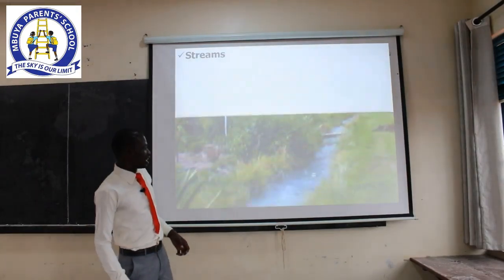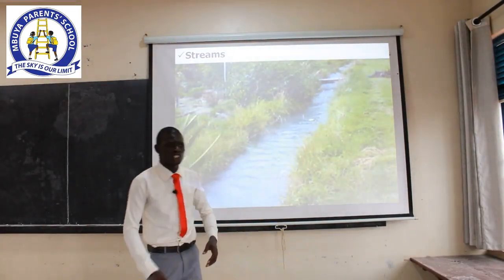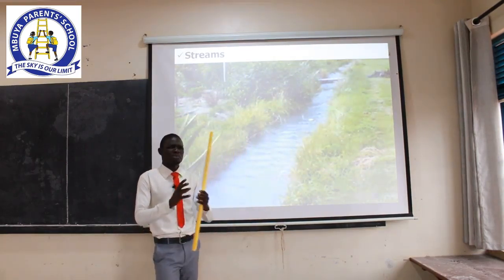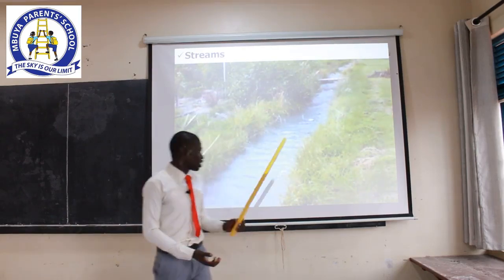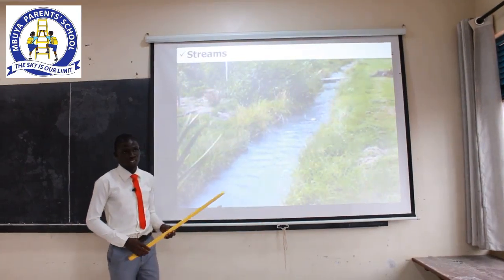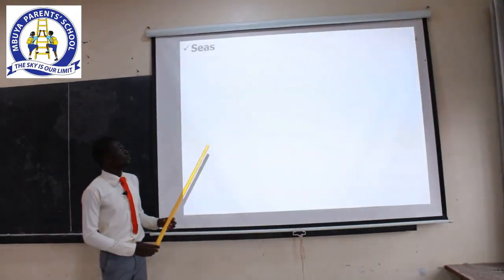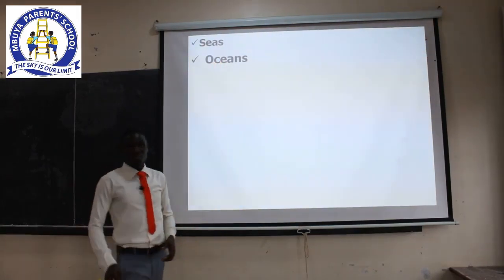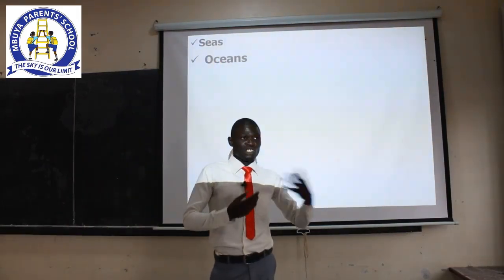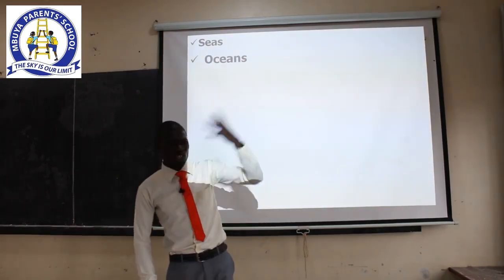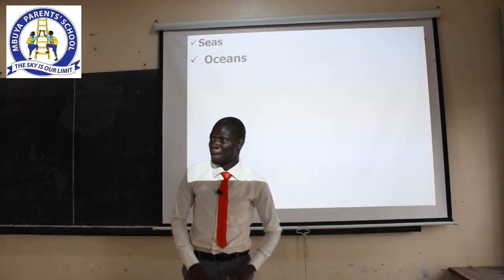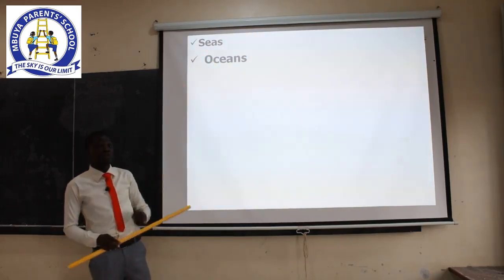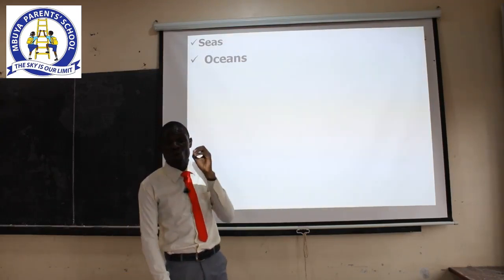Another one is the streams. These ones look like rivers, but they are not big. They are small. And in most cases, you'll find them maybe in swampy areas. That is where you'll find some of the streams. Let's move on. The sea and the oceans may not be here in Uganda, may not be in Kampala, Arua, Gulu or Mbarara, but they are also examples of drainage physical features because they are landforms that contain water.